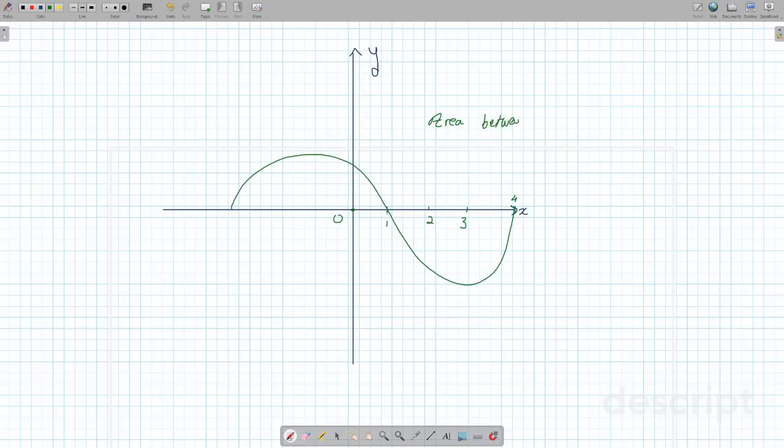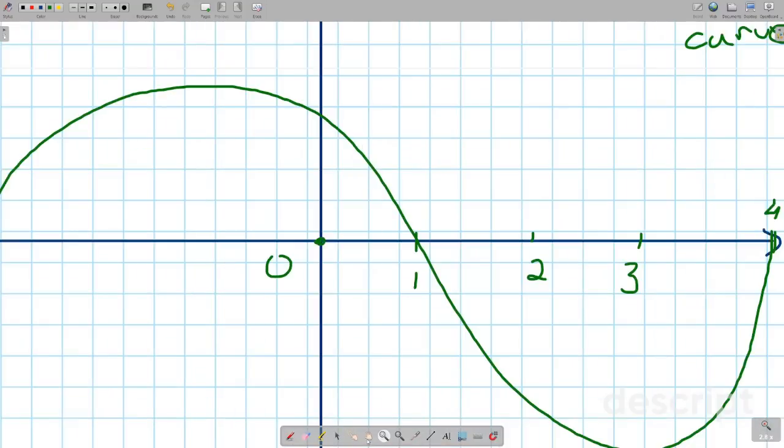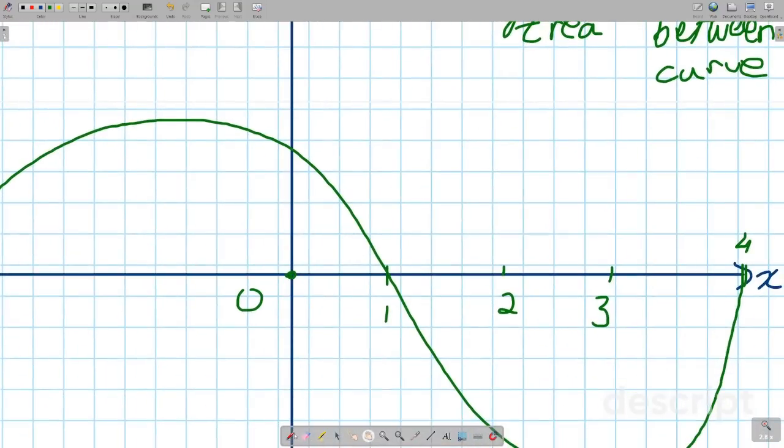When I tell you I want you to find the area between x equals 0 and x equals 1 and the x-axis, intersecting the curve. So if we zoom in a bit, that's going to be over here, in between 0, 1, the x-axis, and the curve. So it would be this shaded region over here, right?